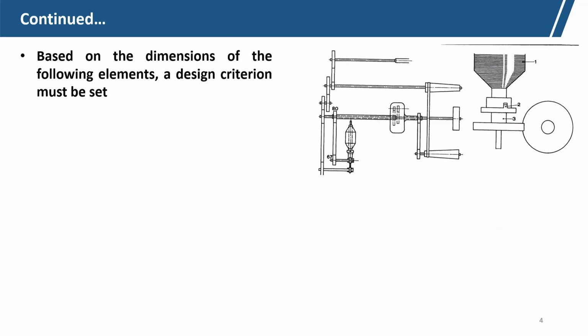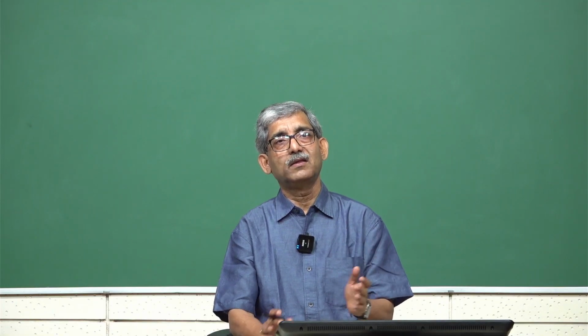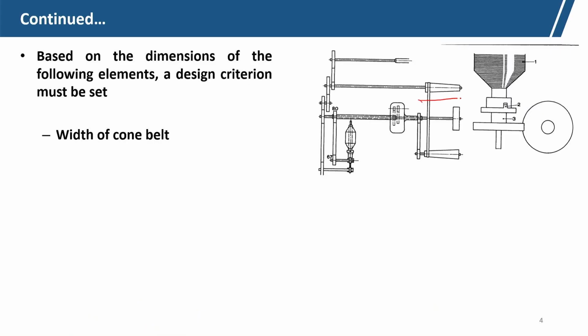So, based on the dimensions of the following elements, the design criteria must be set. What are the elements? Width of the belt. So, belt width is also a limitation. We cannot have a very narrow belt, because a very narrow belt will have slippage. To reduce the slippage, we need a wider cone belt, but a wider belt will limit the length of shift of the belt. So, we have to optimize the cone belt.